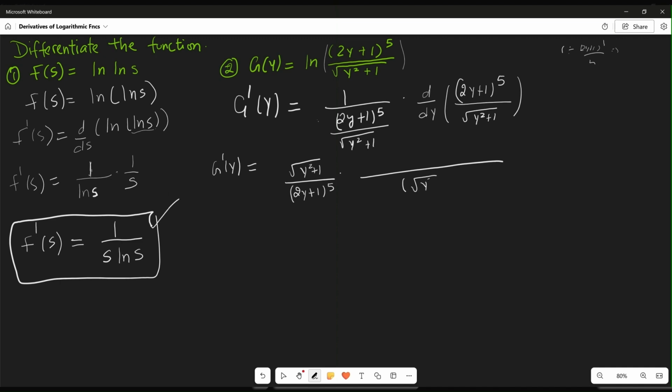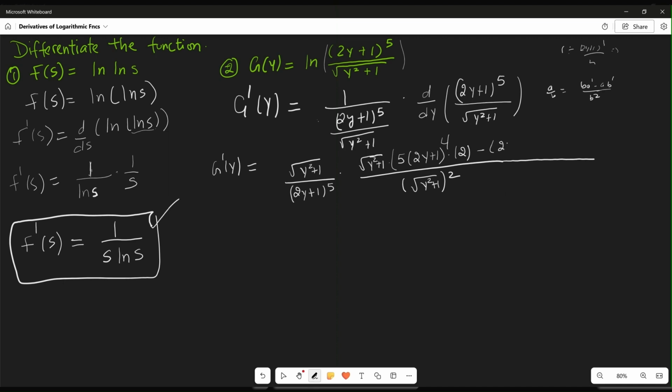B square, b times derivative of a, which is power rule first, right? 5 times 2y plus 1, minus 1 from the power, so it's 4, times derivative of inner function. 2y is 2 and derivative of constant is 0, minus derivative of, so this is simply a over b, which is b square, b times derivative of a minus a times derivative of b.